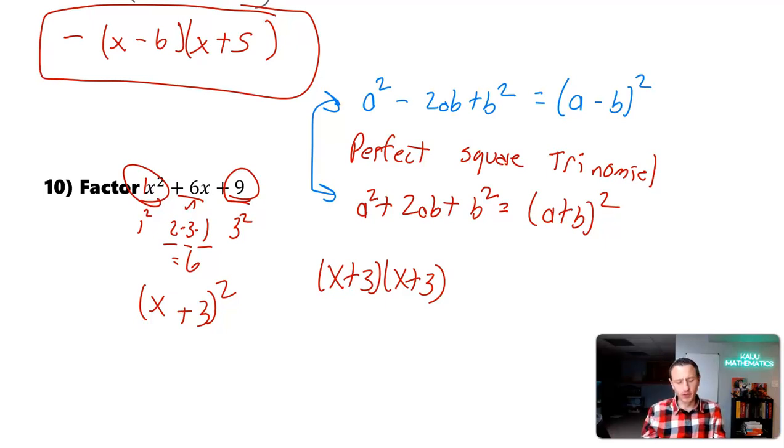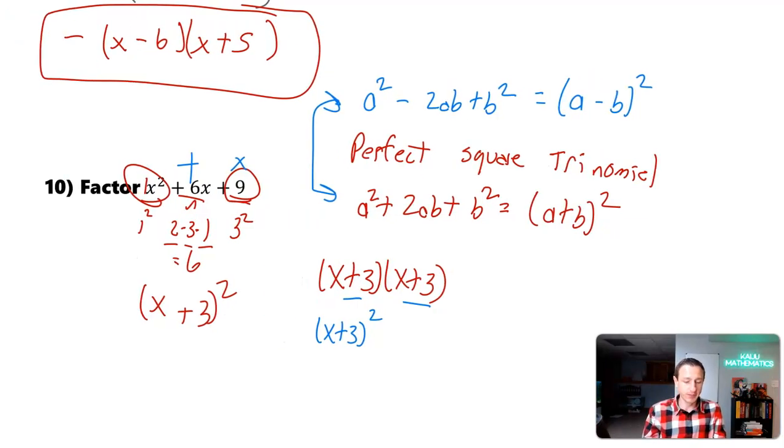Kind of useful for factoring, but again, not a requirement, because you could have just looked at two numbers multiplying to 9, adding up to 6, and then you'd have your answer of x plus 3 times x plus 3, where you could then say, oh wait, that's the same thing, so I'm just going to write that as x plus 3 squared. So perfect square trinomials, not a requirement to know that formula or anything like that. It just might make the process a little bit quicker. It might make it a little bit easier.